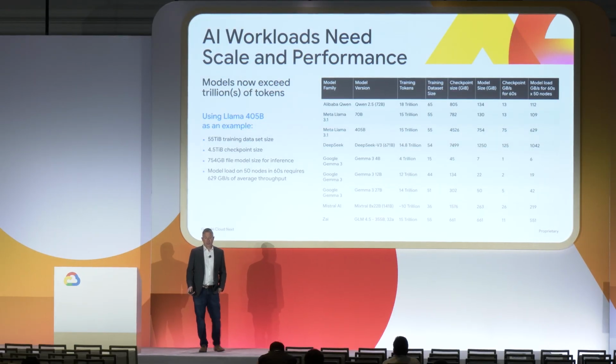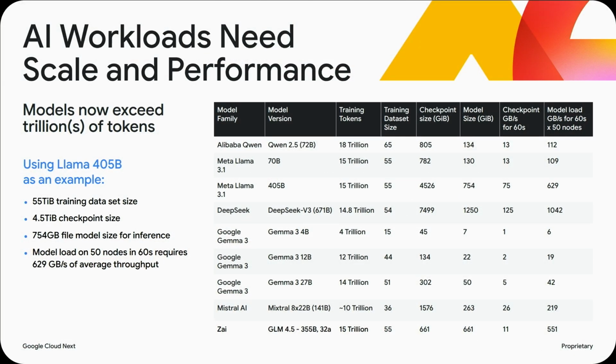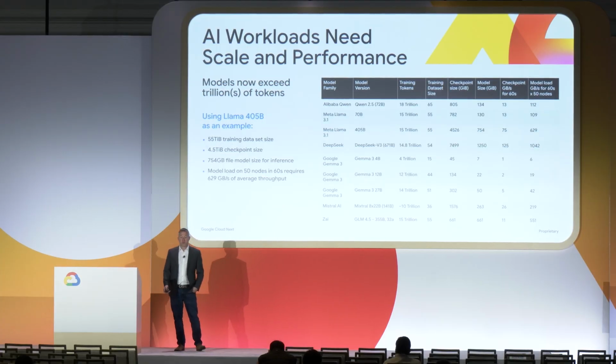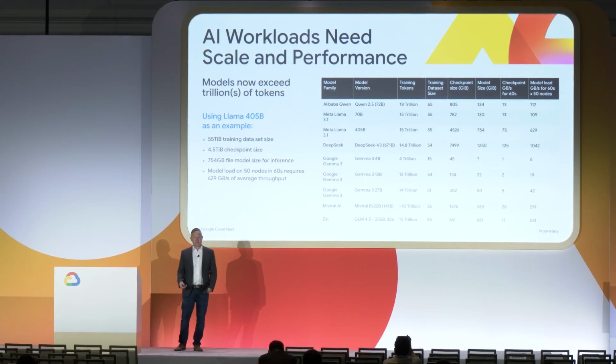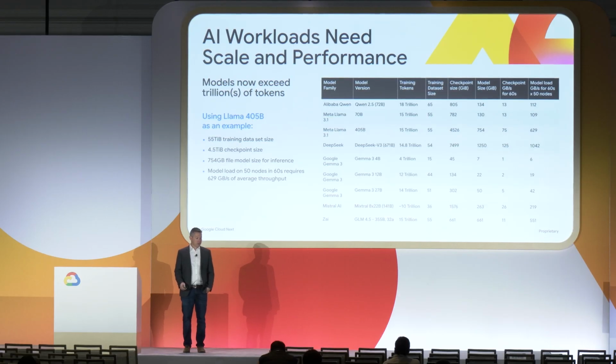These storage challenges aren't getting any easier as models continue to increase in size, from 15 terabytes of training data to 65 terabytes for Qwen. Checkpoints growing from 405 gigabytes to 7,500 gigabytes for DeepSeek v3, and model size scaling from 7 gigabytes to 1,250 gigabytes. This table shows a breakdown of some of the most popular models in terms of the number of training tokens, training dataset size, checkpoint size, model size, and throughput requirements to serve the state-of-the-art class models.